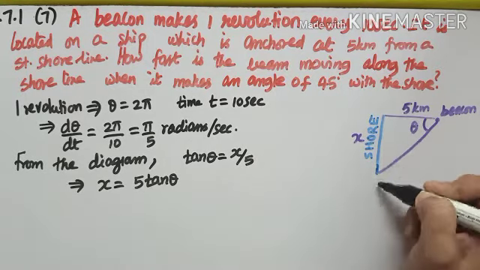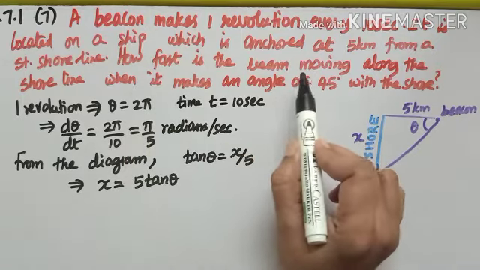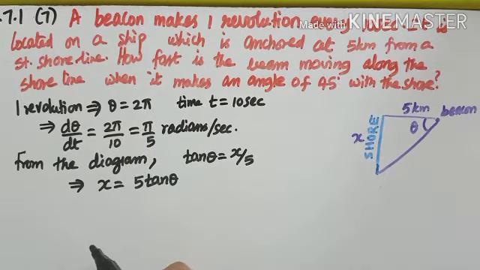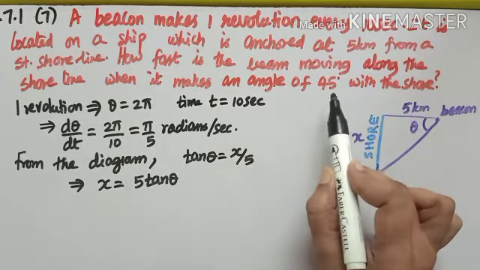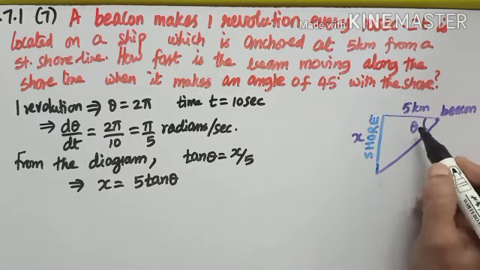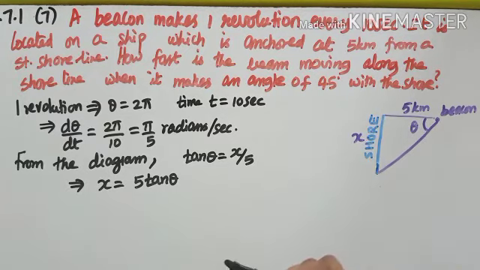So this I want. Take this as x. My question is how fast it is moving, so dx by dt is my question. How am I to do it? What is the extra condition given? When it makes an angle of 45 with the shoreline, that is when theta is 45. What is dx by dt is my question.